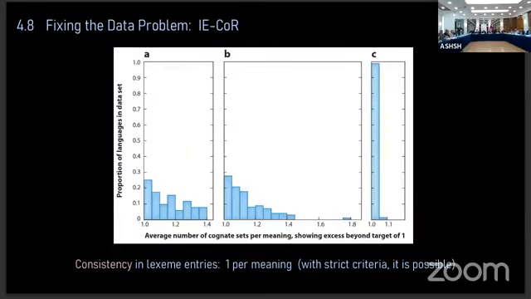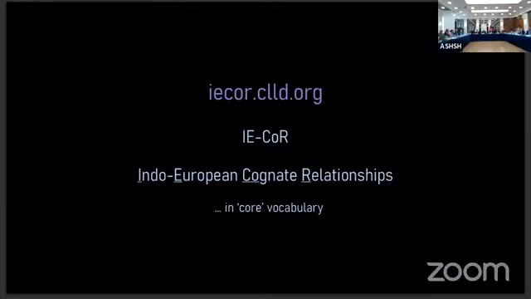How we did that, this is just very briefly, we had a big data problem. The previous data sets were very inconsistent because they allowed synonyms in ways that were too dangerous when you do binary analysis. This is ICOR, and that's how we fixed a lot of the data problems. So if you want to come visit the website, that's the address, and you can see the language data.